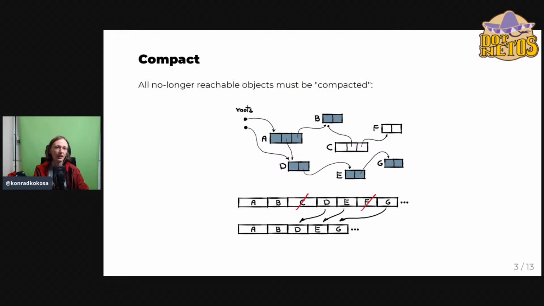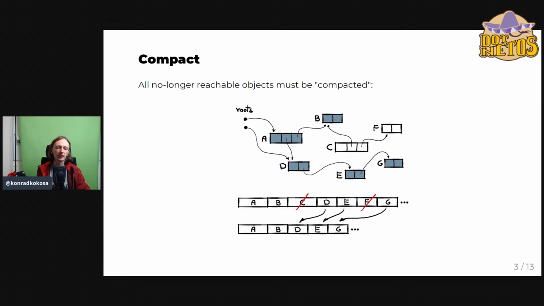In general, compacting is the concept that all no longer reachable objects should simply be compacted. So let me switch to my magic pen. We have this after the mark phase. We have the whole object graph traversed, and we have marked objects that are alive. We have seen this graph many times. So we also know which are not reachable, because we have not marked C and F.